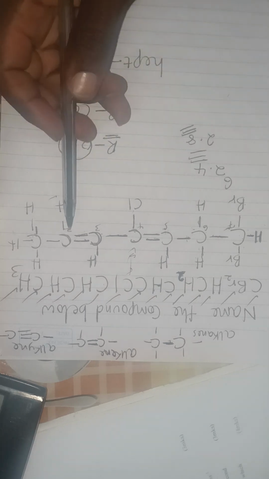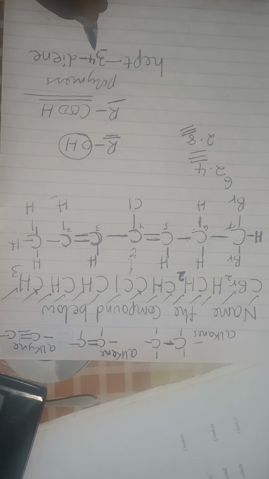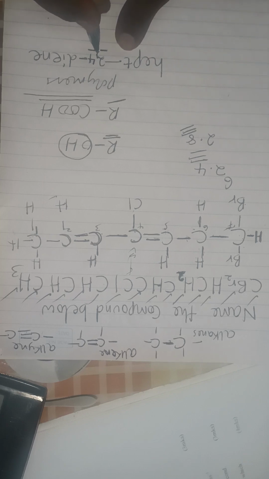And because there's this other double bond, where is it found? Let's see: 1, 2, 3, 4. It's found on the 4th. Correct. Because there are 2 double bonds, you can say di. If it was 1, you could have just said ene. But because we have the first double bond on the 2nd carbon and the other on the 4th carbon, you can say hept-2,4-diene. Di means 2: 2 double bonds at 2 different positions within the structure.